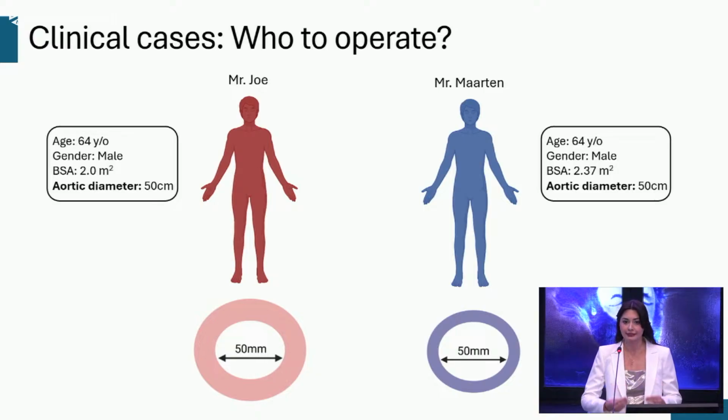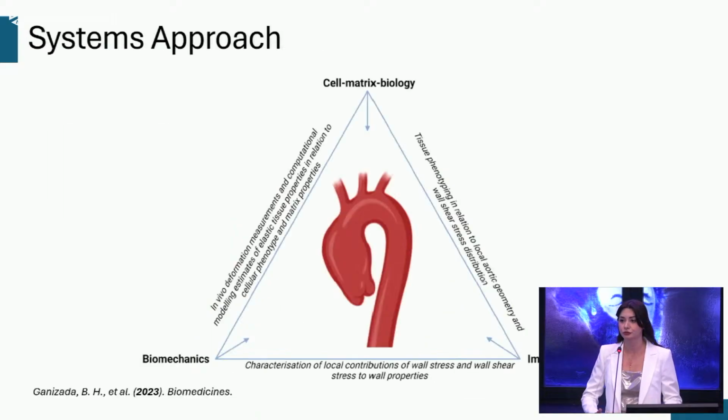So we see then that at the same aortic diameter, we still can find patient-specific clinical differences, such as the thickness, which might be a better predictor than the threshold of the aorta. So we have to investigate this further. And how to do this?